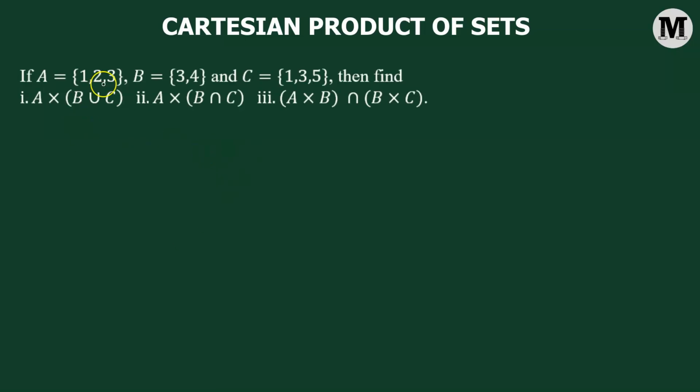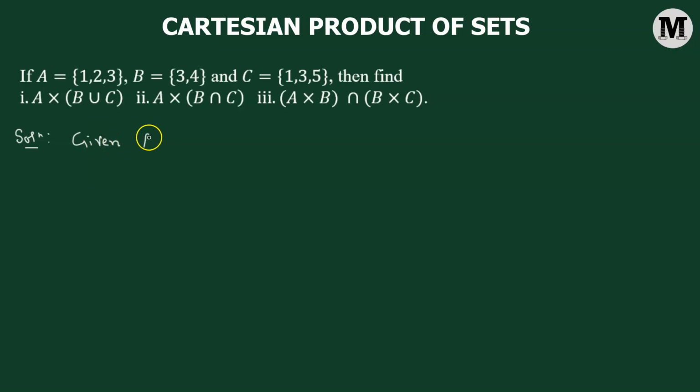If set A contains the elements 1, 2 and 3, B contains the elements 3, 4 and C contains the elements 1, 3 and 5, we need to obtain the following. Okay, let us begin. So here we have three sets. So let's quickly note down each of the three sets.